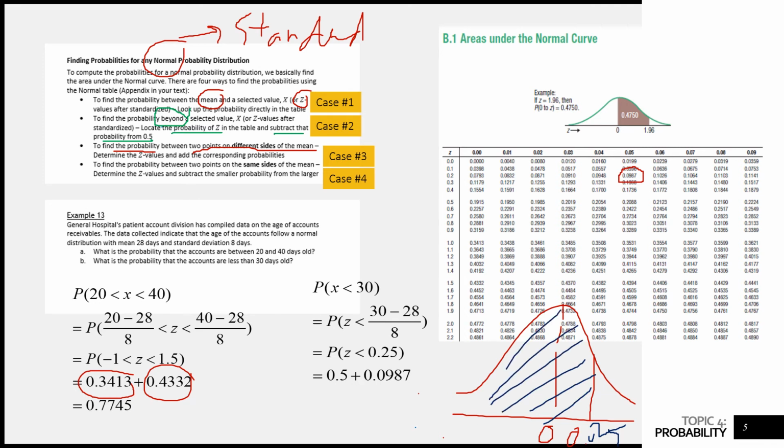Only from here you'll know that you need to add with half. Why? Because here, this whole area is half. This area is 0.0987. So to get the area, you need to add them together. So your answer is 0.5987. Okay? Let's try example 14.